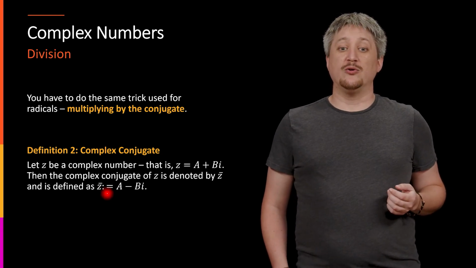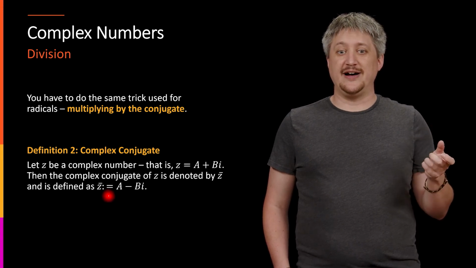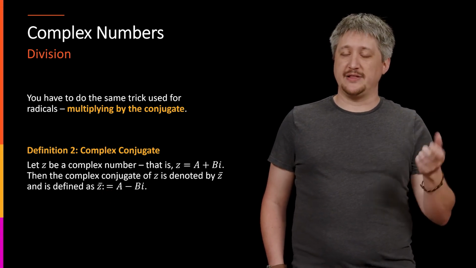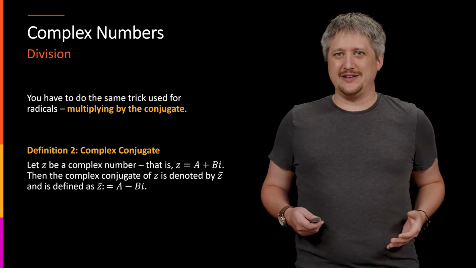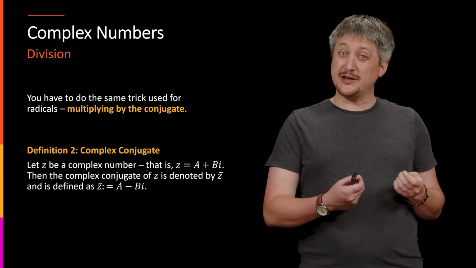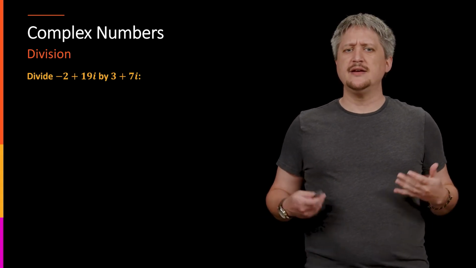The colon equals means "is defined as." So this is saying z bar is defined as a minus bi, flipping that sign, okay? So lots of words, but the takeaway is that when you're talking about conjugates for complex numbers, all you're doing is flipping that sign in front of the imaginary part. So again, let's look at an example.